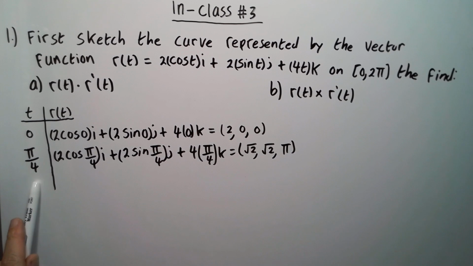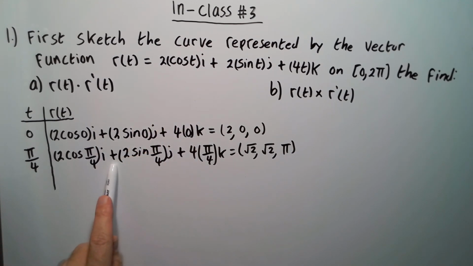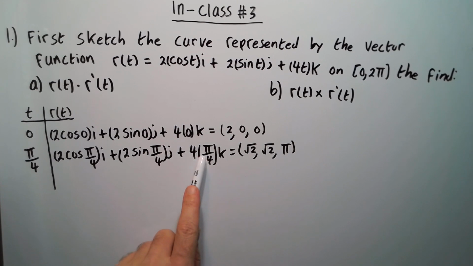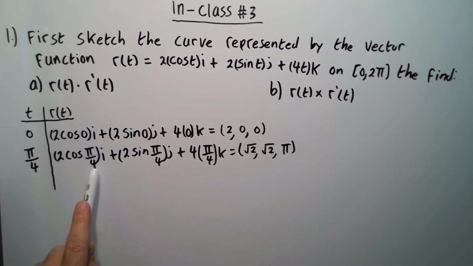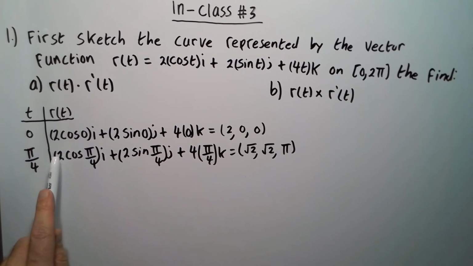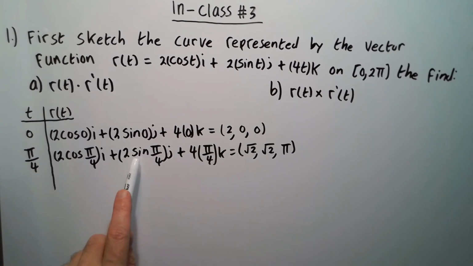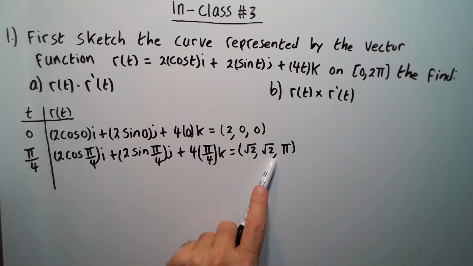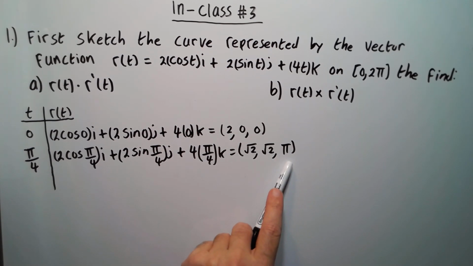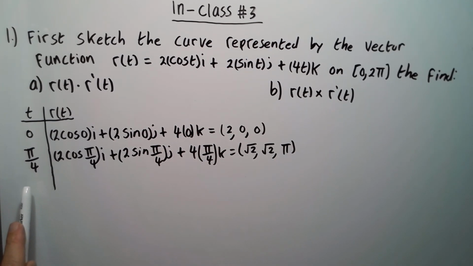Okay, so putting pi over 4 in place of t, it'll be 2 cosine pi over 4 i plus 2 sine pi over 4 j plus 4 times pi over 4. The cosine of pi over 4 is square root of 2 over 2. The 2's will cross off, so you just get square root of 2. Sine of pi over 4 is also square root of 2 over 2, so it'll be square root of 2 here, and the 4's cancel here, which is pi. We're going to go by increments of pi over 4, so the next one will be 2 pi over 4, or pi over 2. So let me do that one next.